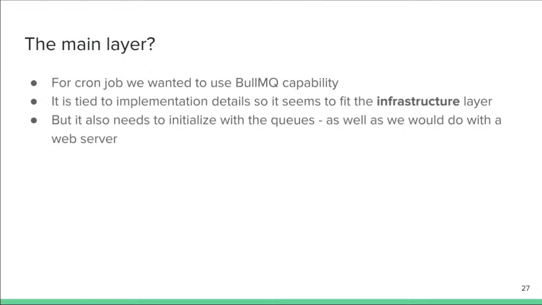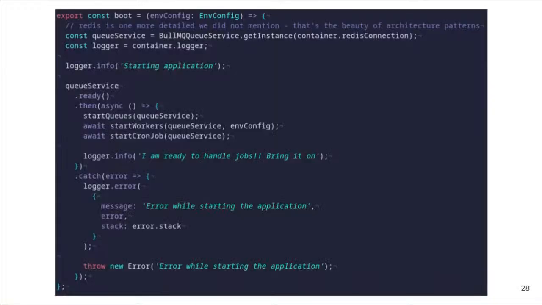But at the same time, it should initialize with the queues and the BullMQ itself. And one more analogy, it would be like what you do with a web server with sockets. So it should bootstrap. So we ended up adding this, like, it's not adding because it's not something new. Every single application you find has something like that, some main module, main layer, you can call it, maybe, I don't know, that will start things.